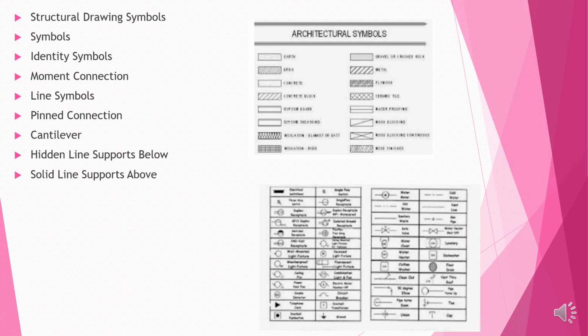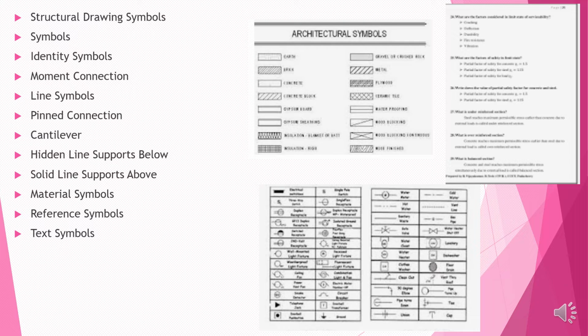Moment connections, line symbols, cantilever beams, hidden line supports, material symbols showing what materials are going to be used, reference symbols showing what we have to refer to, etc., shall be the text symbols. The text symbols look like this, showing the grade of the concreting, where the cantilever is, what is the one-way slab, two-way slab. In a structural drawing, you have to know the text symbols.